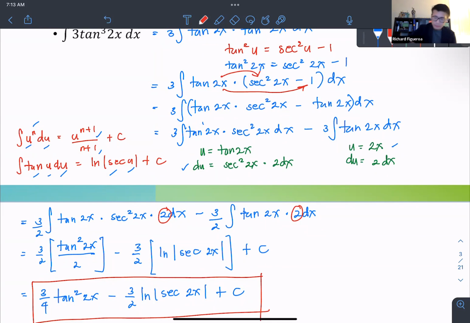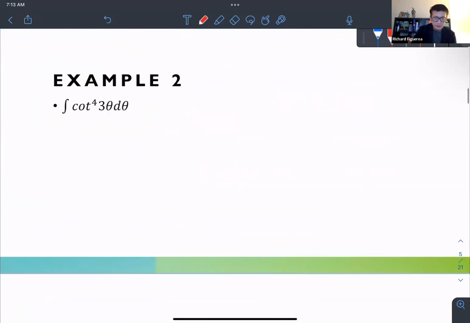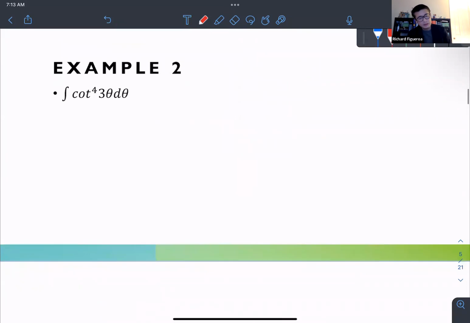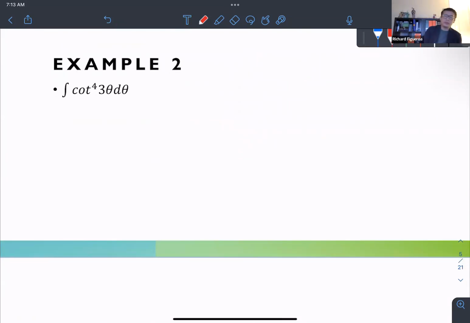Okay. Let's proceed with the second example. The second example is an even exponent, but it is cotangent. So cotangent to the fourth of 3 theta d theta. We want a cotangent squared, so that would be cotangent, then 4 minus 2, it's 2. And then 3 theta, so multiply it with cotangent squared 3 theta d theta. So that is our integrand.